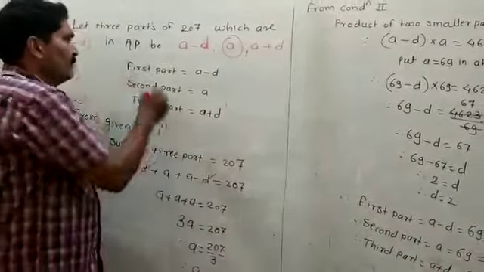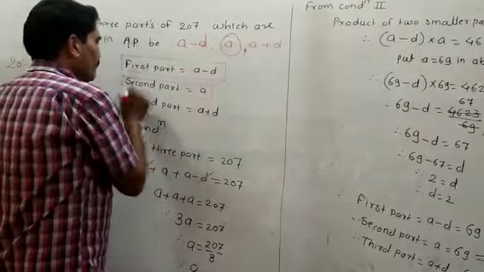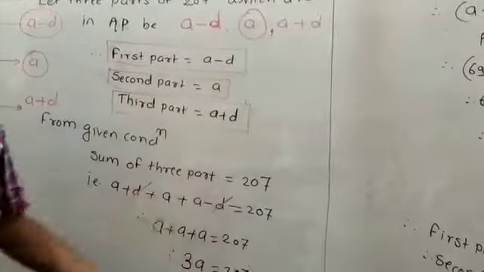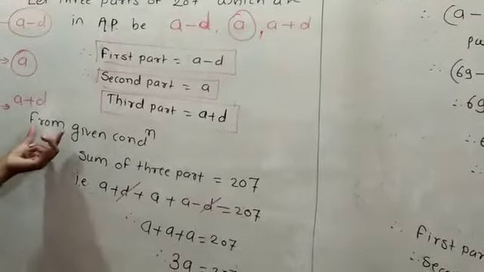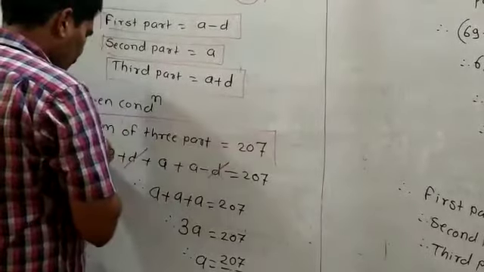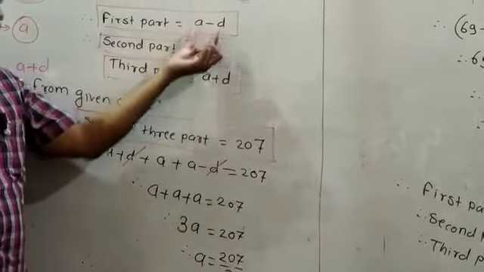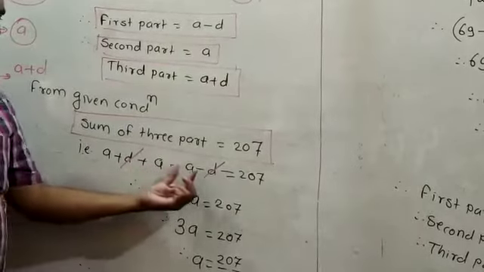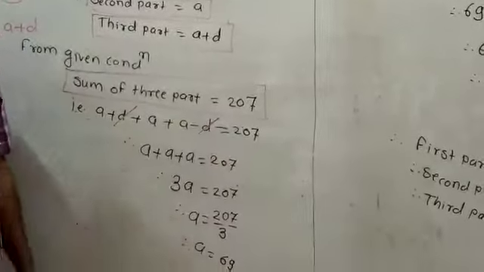So I will write: first part is equal to A minus D, second part is equal to A, and third part is equal to A plus D. Like this I divided this 207 into 3 parts. Then from the given condition, what is the condition? The sum of the 3 parts is 207. Sum of the 3 parts means you have to add them: A minus D plus A plus A plus D is equal to 207.